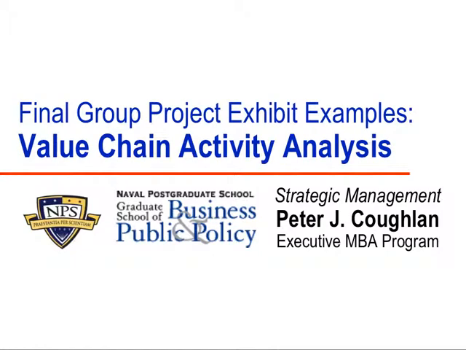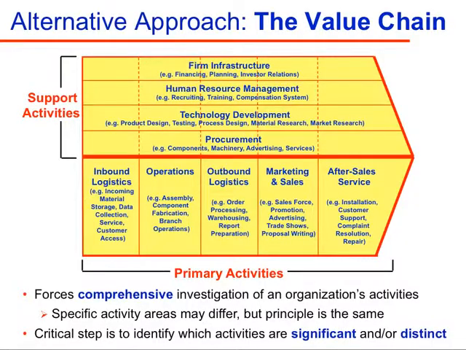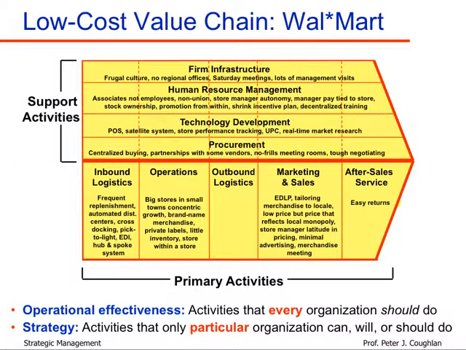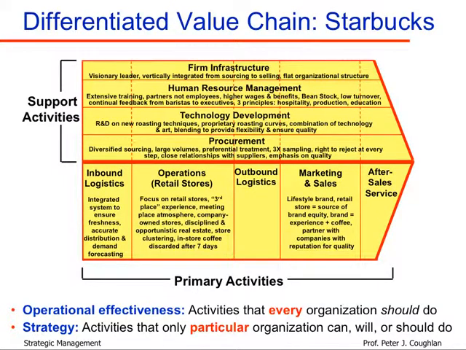Of course, another way to represent activities, and I don't get a lot of these, but remember the value chain. The value chain is another way. It doesn't map out the interrelationships, but it is one way to catalog the key distinct activities, what's significant or distinct. I gave you the example of Dell before, and here's Dell's value chain. Here's an example of Walmart's value chain, and another example of Starbucks' value chain.